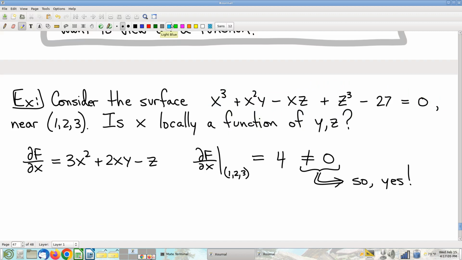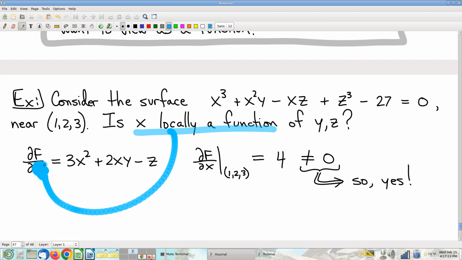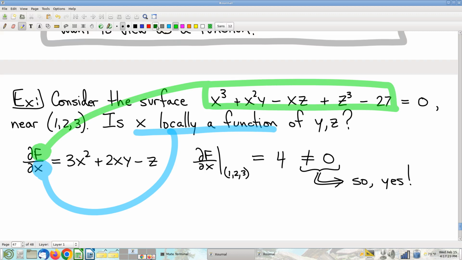The question being posed to me: can I view x locally as a function? Okay, so we want x to be a function, so I'm going to take a partial with respect to x. The thing I take a partial of is the function whose level set I'm looking at. So that's what I'm going to take a partial of.